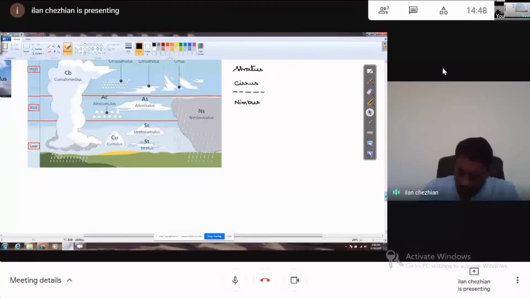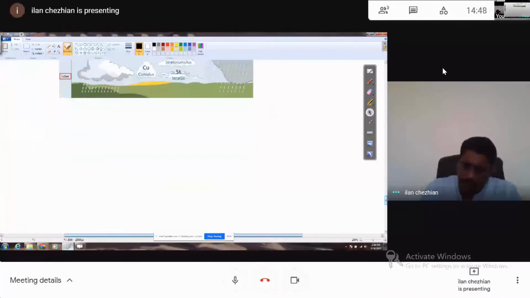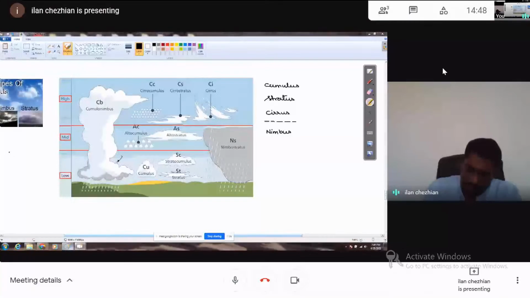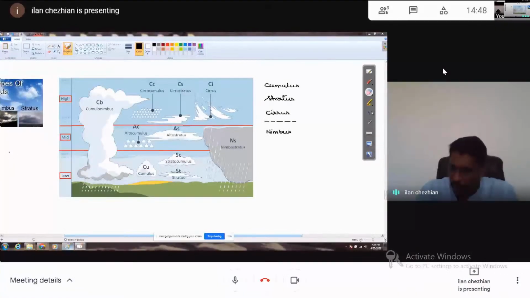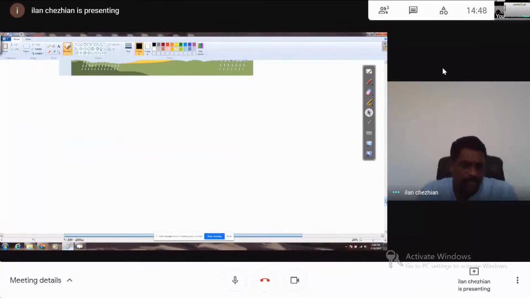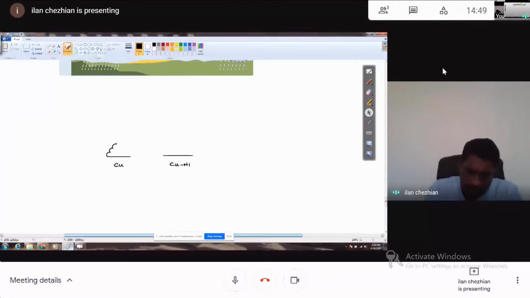However, for examination purposes, if you ask me which cloud is very important, this cumulonimbus cloud is important, my friends. So we'll talk only about the cumulonimbus cloud. All of a sudden, you will not have a cumulonimbus being formed. Only a cumulus cloud, over a period of time, becomes what? Cumulonimbus cloud, my friend.